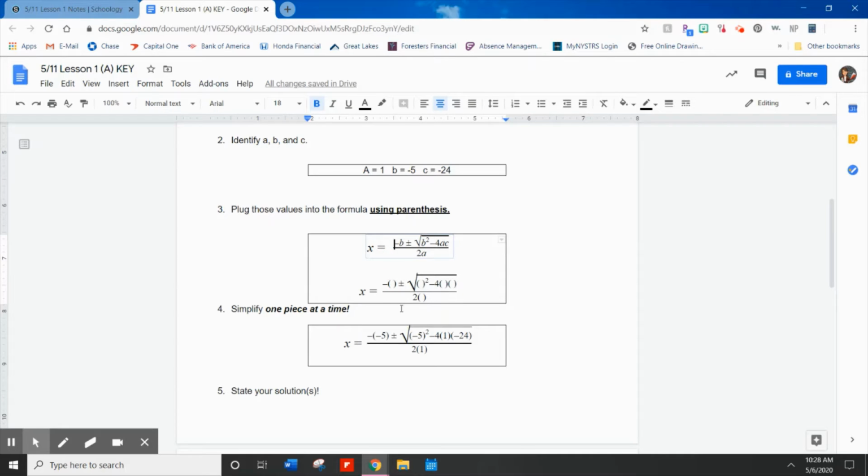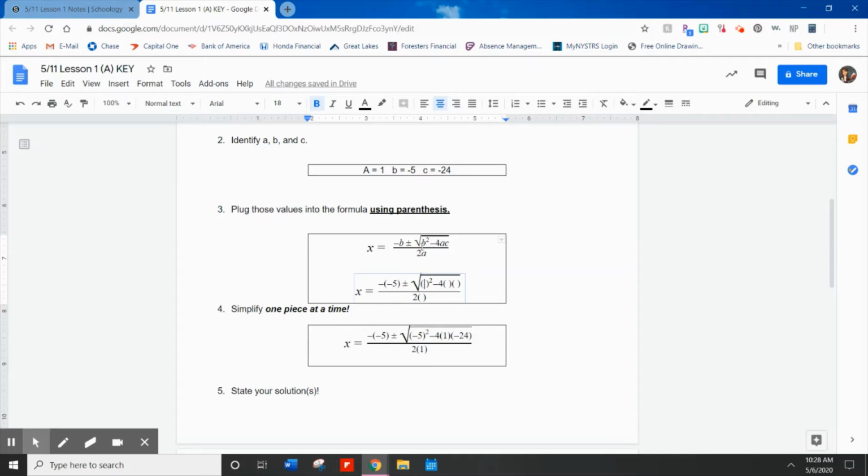I set up a template for the formula right here. The first thing we need to plug in is our b value. The negative is already outside of our parentheses because that is part of our formula. And our b value is -5. You're going to see that double negative. It's really important that you have that double negative, otherwise it's incorrect. In some situations, if b was positive, you'd only have one negative.